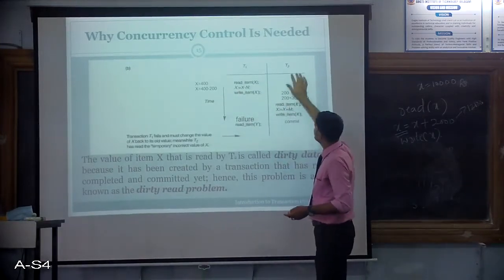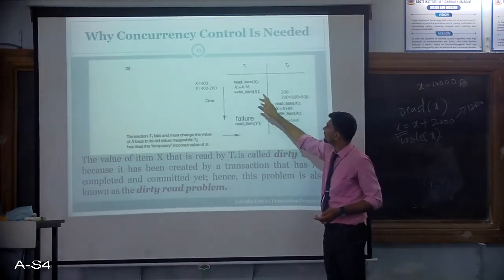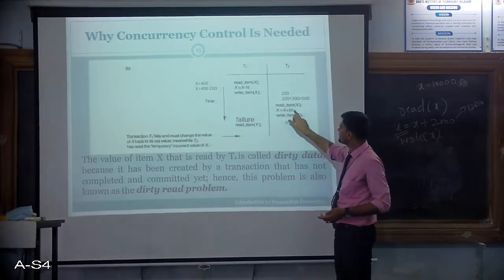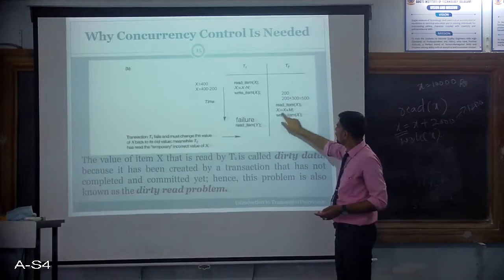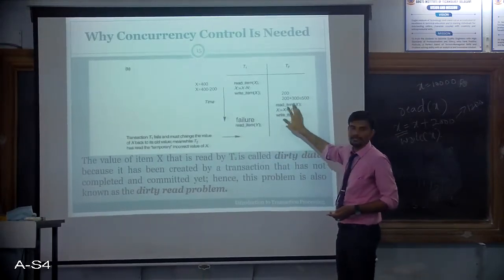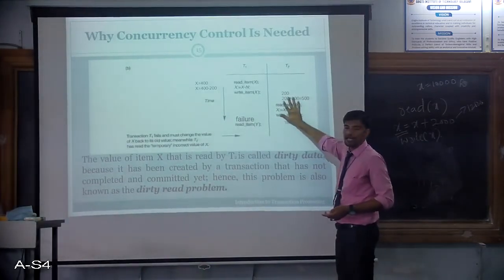After that transaction T2 is executing and it is reading the value of x. What is the x value? 200. After that I am updating the x value, x equals x plus m. So 200 plus 300, I now have 500. Then I am writing the value 500 and I have committed the transaction. Now the x value is 500 and transaction T2 has committed.